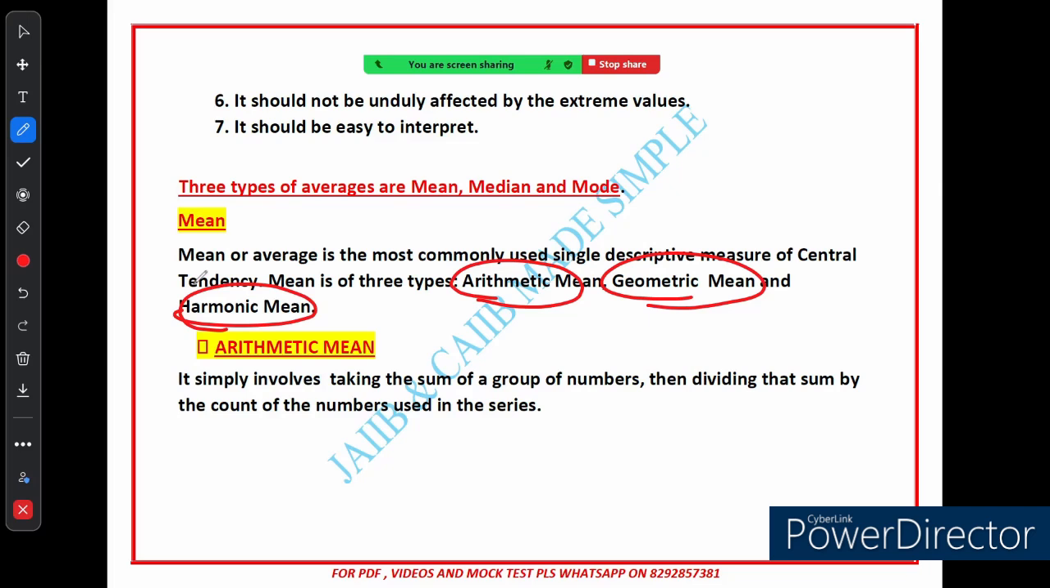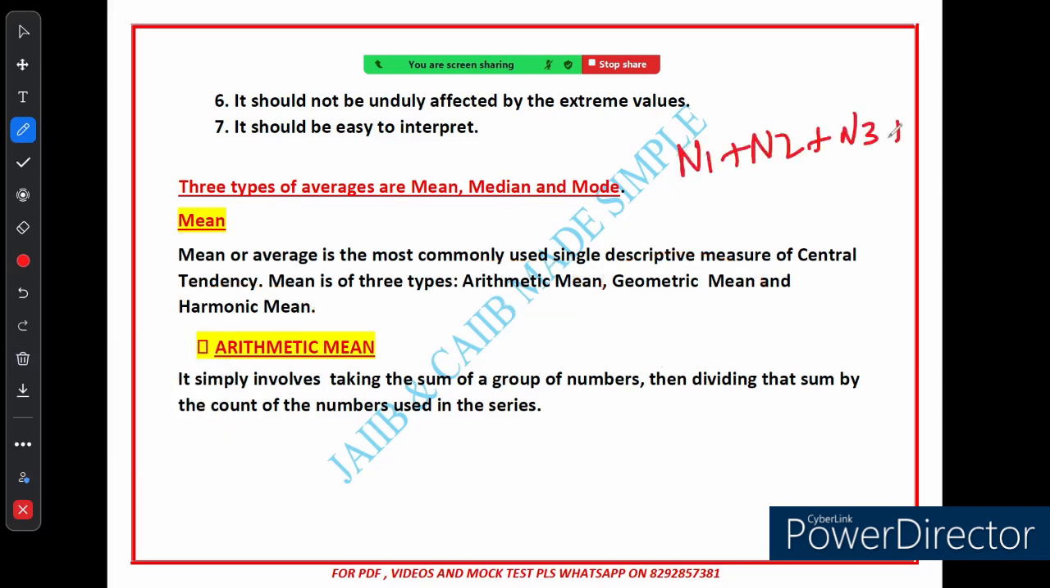Imagine you have a set of numbers. First you add all those numbers up, and then you divide the total by the number of items in your list. Number 1, number 2, number 3. Suppose you have 4 numbers, you add them and divide by the number of items in your list. So there are 4 numbers, so divide by 4. It is like sharing a pizza equally among your friends. The total pizza is divided by the number of people, isn't it?